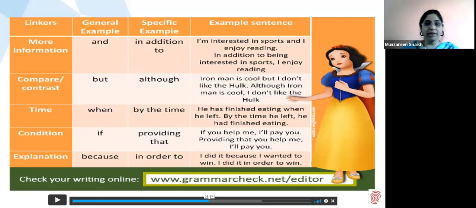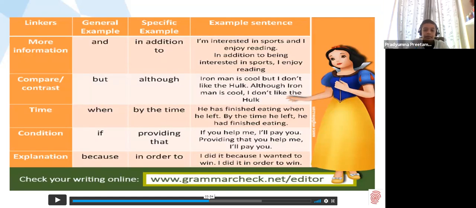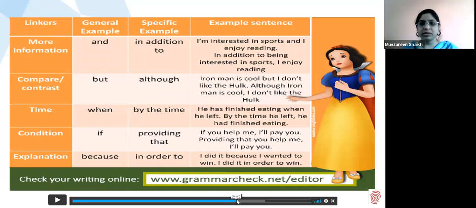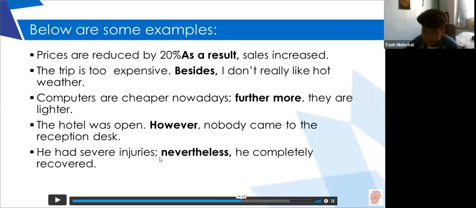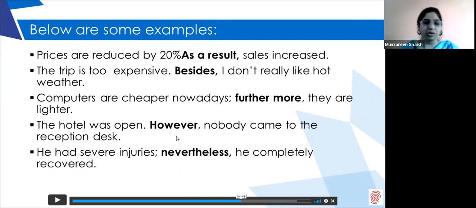Clear, everyone? Yes, ma'am. Only 2 students said yes, ma'am. Everybody's clear? Unmute yourself. Yes, ma'am. Okay. Now let's see few more examples about linkers.